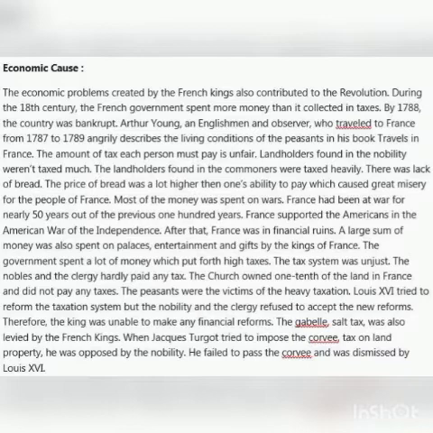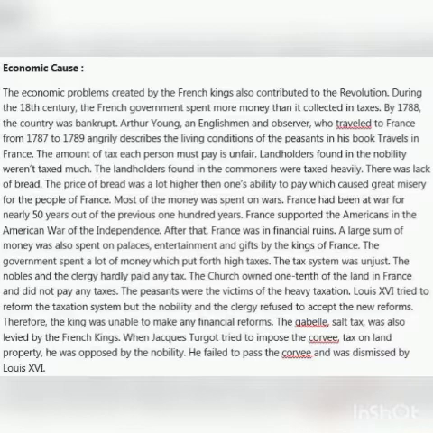The amount of tax each person must pay is unfair. Landholders found in the nobility were not taxed much. The landholders found in the commoners were taxed heavily. There was lack of bread. The price of bread was a lot higher than one's ability to pay, which caused great misery for the people of France.